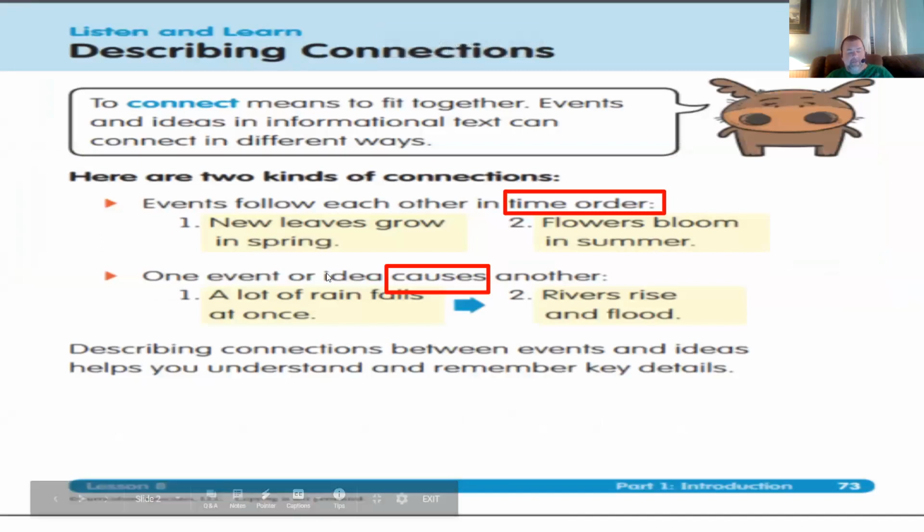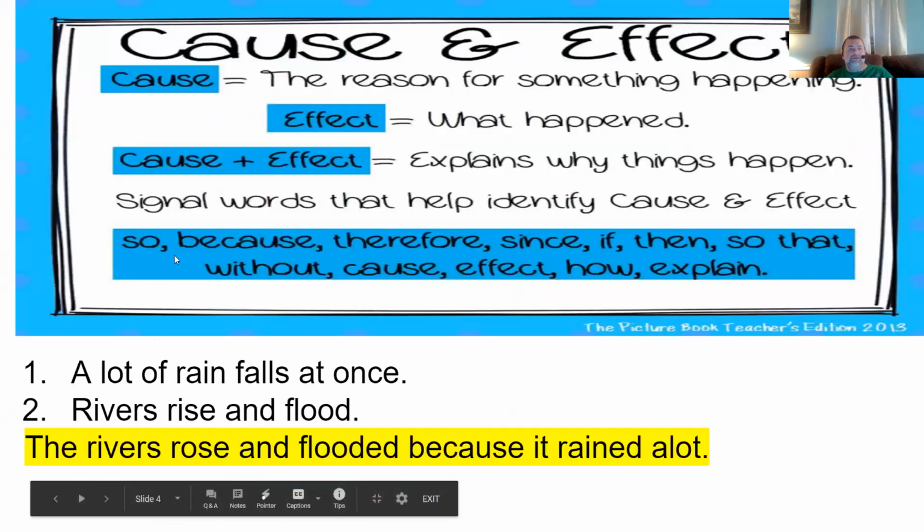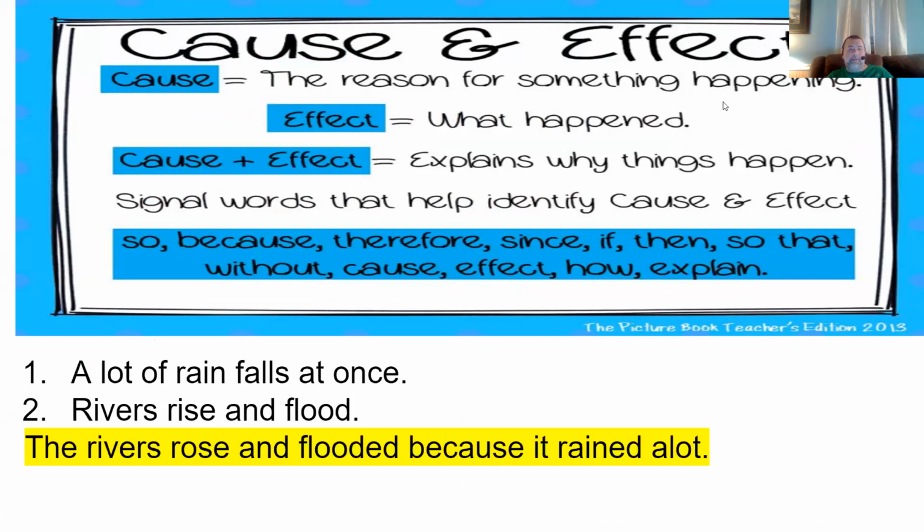Now, the second type of connection that we're going to look at is one event or idea causes another. I want you to take out your pencil and draw a rectangular box around the word causes. We're going to talk about cause and effect relationships. So, cause, the reason for something happening; effect, what happened. Cause plus effect explains why things happen. Signal words that help us identify cause and effect are so, because, therefore, since, if, then, so that, without, cause, effect, how, and explain.